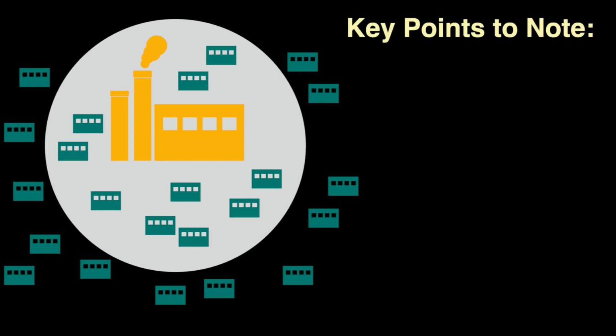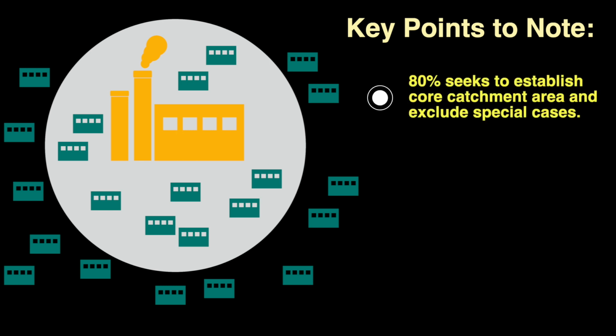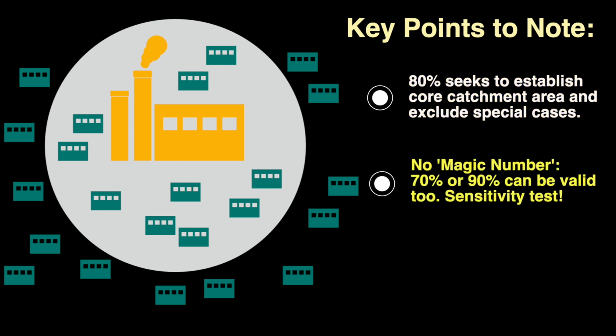But a couple of points are worth noting here. First of all, I've talked about 80% as a way to establish the core catchment area. The idea is 80% captures the large majority of custom, but excludes special cases which may arise for unusual reasons and therefore should be excluded from the core catchment area. But there's no magic number. It doesn't have to be 80%, it could be 70% or 90%. It really depends on the situation. So we do need to sensitivity test to see whether results vary substantially using different percentages.